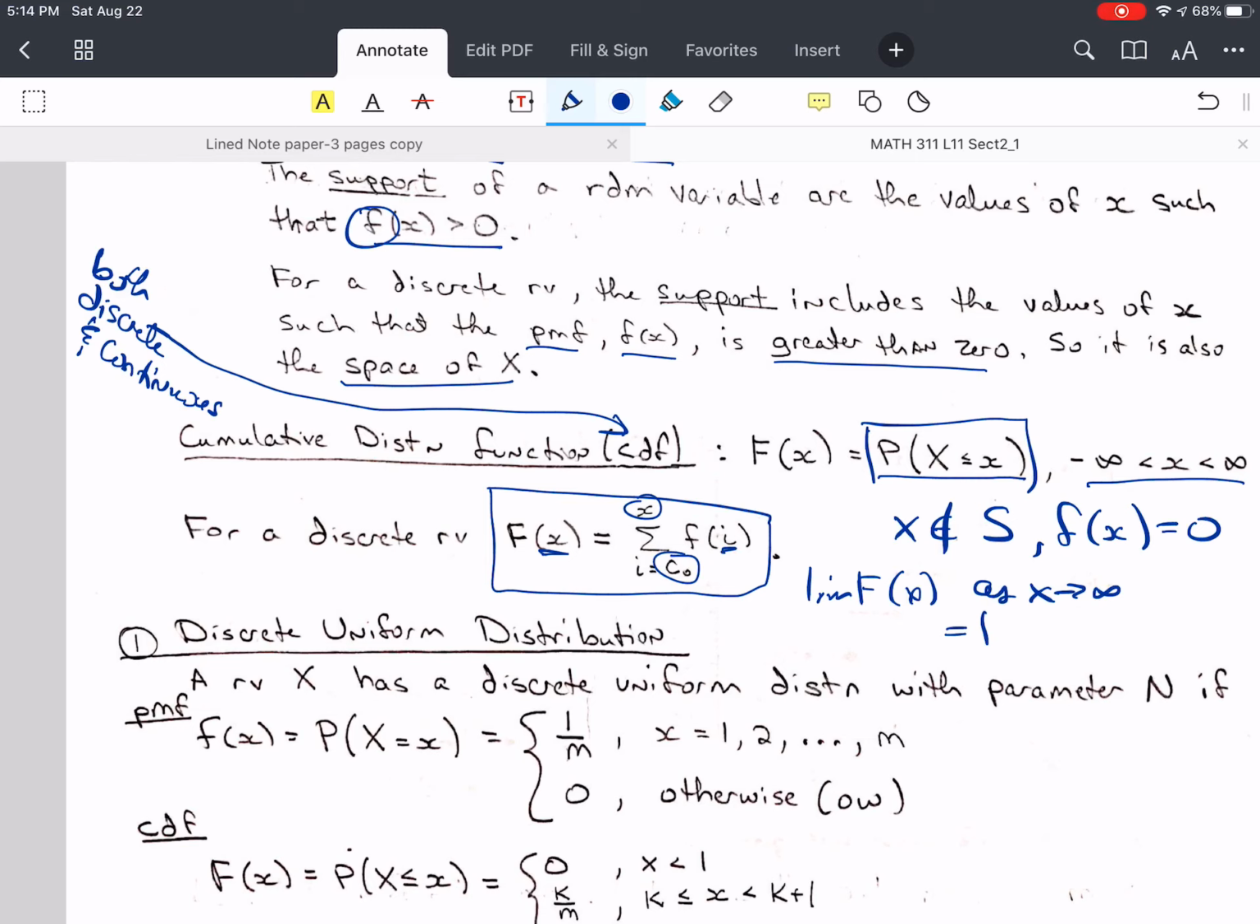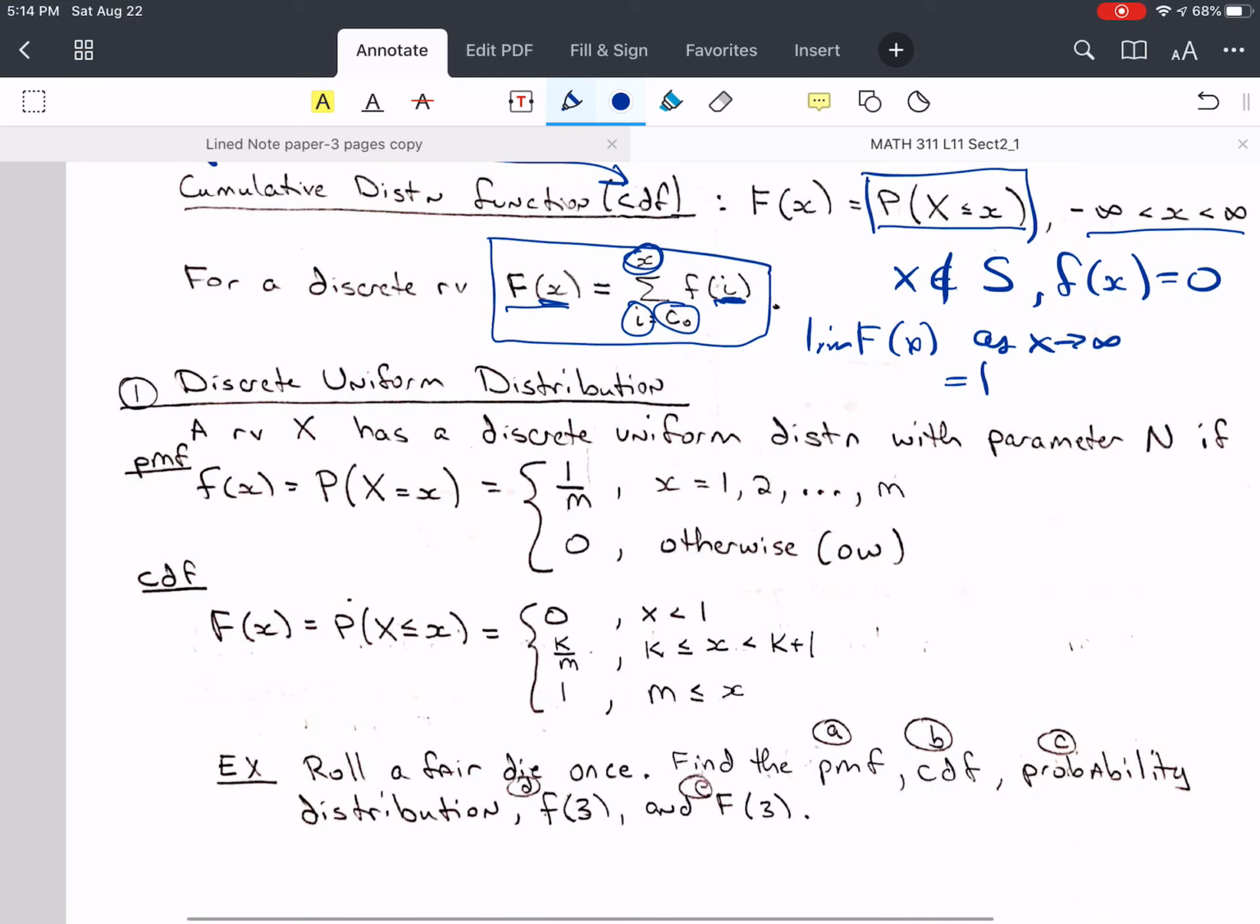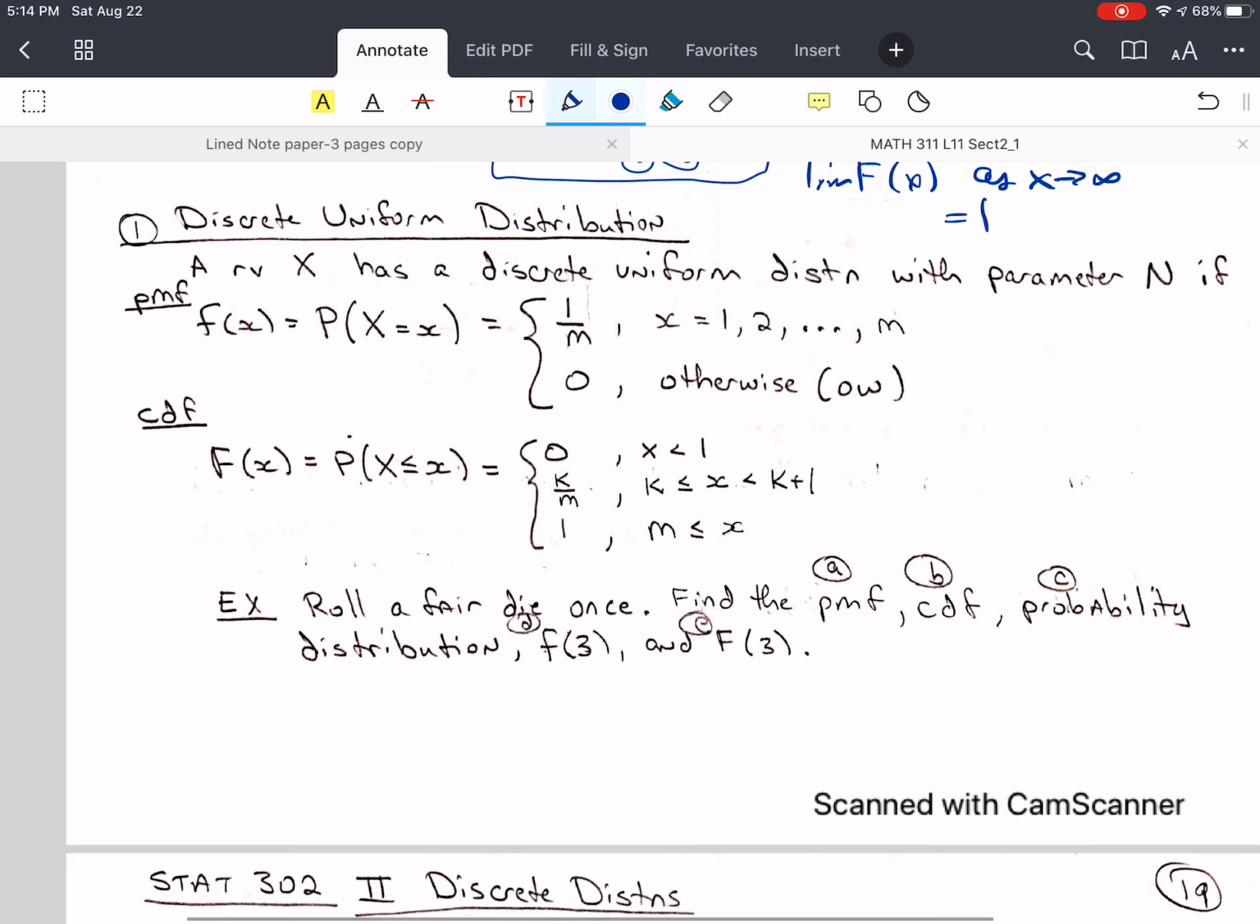We have to use a different index here to sum across because the max is going to be X, and so that's going to be capital F of X. So we sum up all the possible values up to X in our support or space of X, and that gives us f of X. Now, let's talk about our first discrete probability distribution.